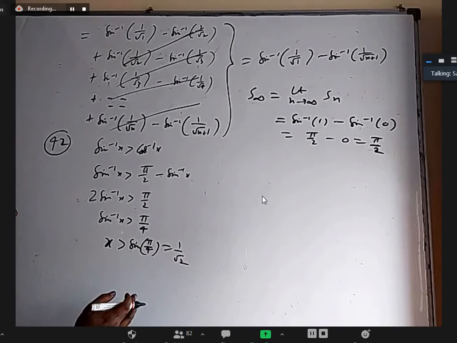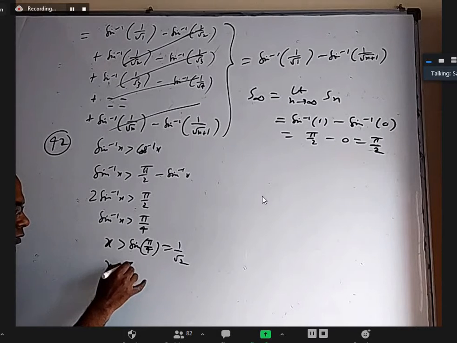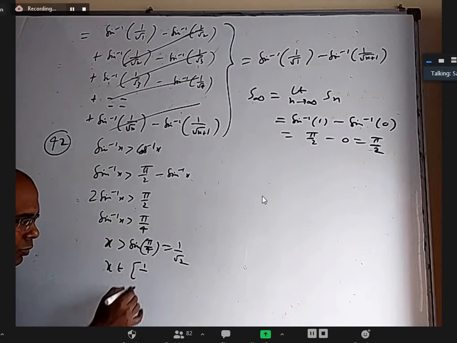Okay, when x is more than 1 by root 2, but according to the domain, x cannot cross 1. So x belongs to (1 by root 2, 1].